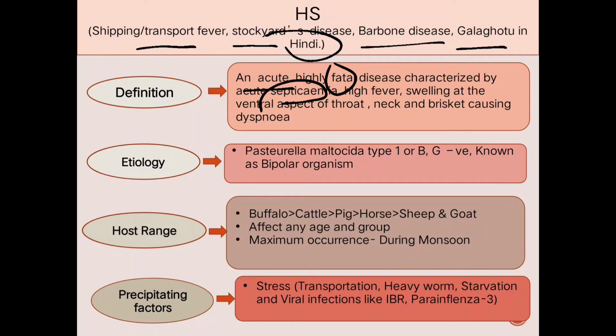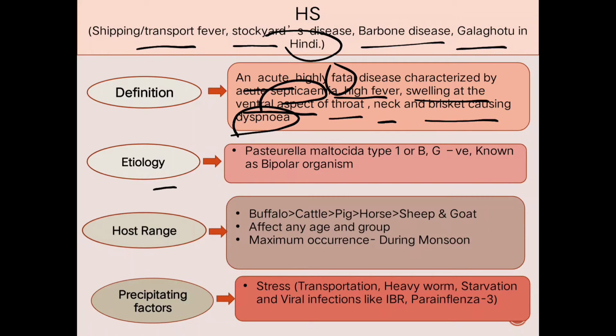To define it, septicemia is nothing but the state of the body in which there is increased multiplication of the bacterial agents, leading to suppression of the immunity of the host, and there will be hyperthermia and release of toxins by the bacterial agent, and high fever, swelling at the ventral aspect of the throat, neck, and brisket, causing dyspnea.